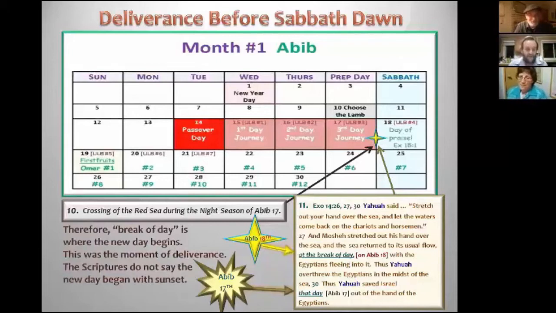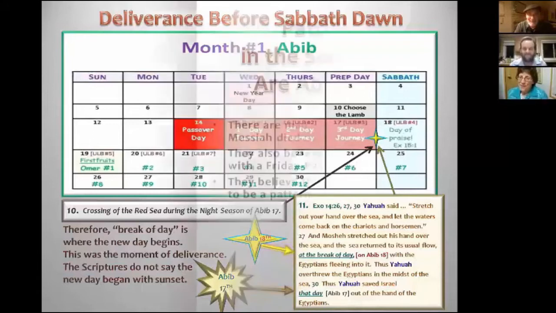Therefore, break of day is where the new day begins. This was the moment of deliverance. The scriptures do not say the new day began with sunsets. Very profound. Really clear.